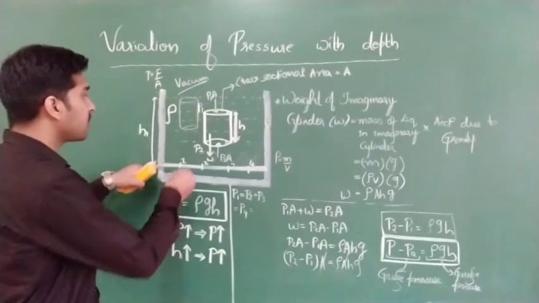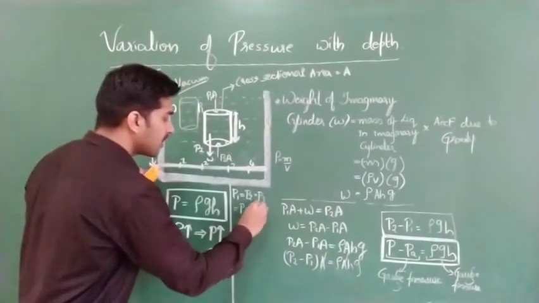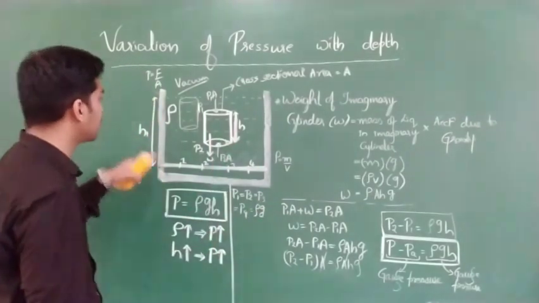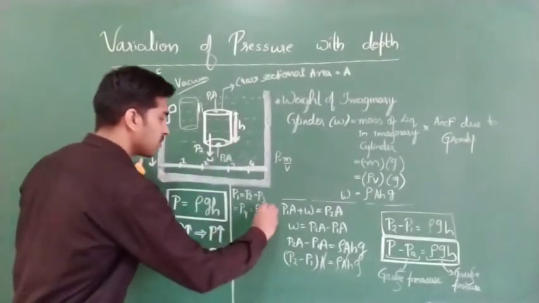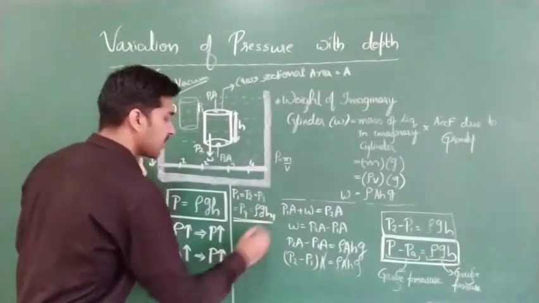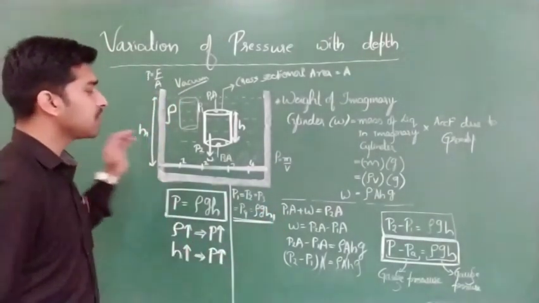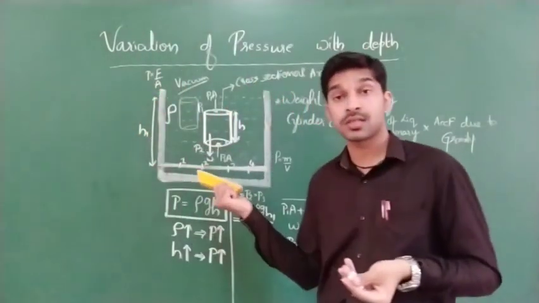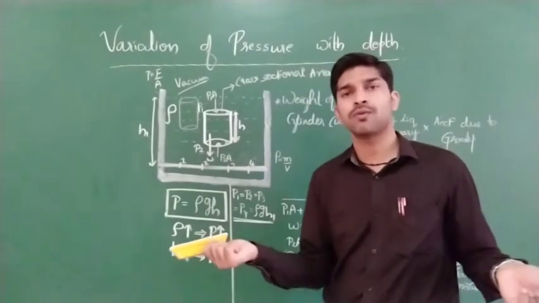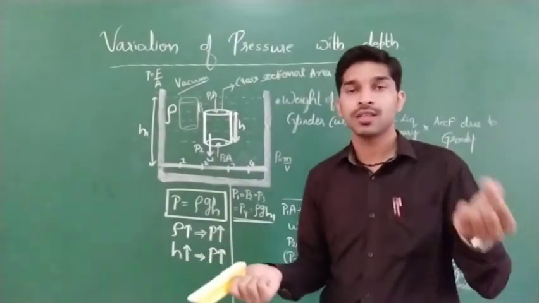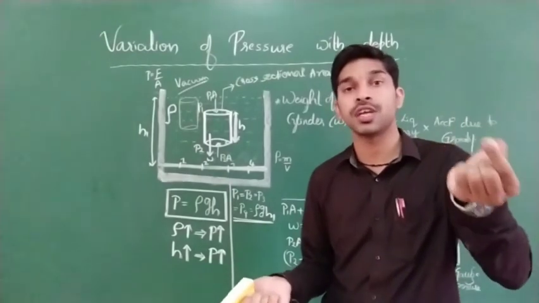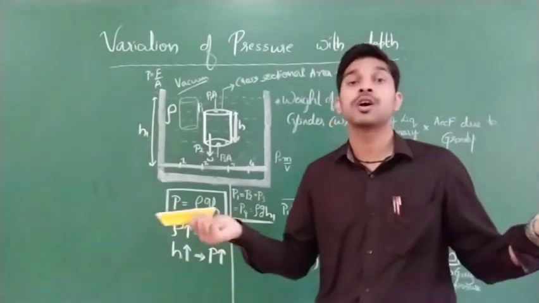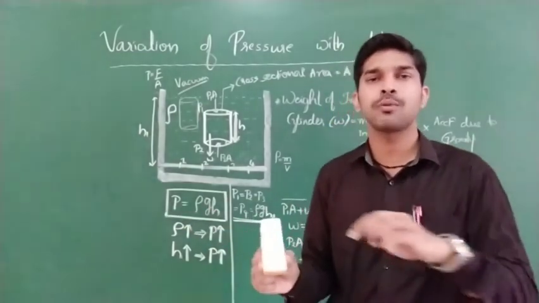That value is nothing but what? Rho g h, which we had already calculated. H was for the cylinder I had told, but what is h here? h1. So rho g h1. Have you got this point? For the same horizontal level, if we are checking the value of pressure, all the points at that horizontal level will have the pressure value unchanged. The pressure value will remain unchanged for the same horizontal level.